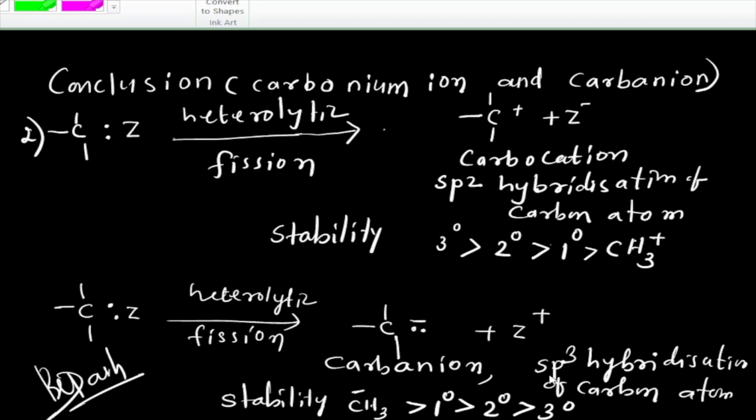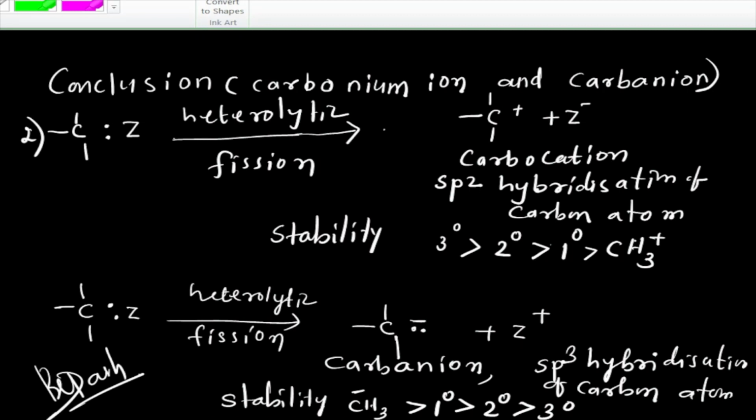Conclusion: in heterolytic fission, the carbonium ion is produced, and sp2 hybridization takes place. And what is the stability? The stability is always tertiary more than secondary, more than primary, more than CH3. Heterolytic fission also gives the carbanion, where Z is less electronegative compared to carbon. So in the carbanion, the carbon atom is sp3 hybridized, having a negative charge with a pair of electrons. Here the stability is just opposite to that of the carbocation, or carbonium ion: CH3 minus is more stable than primary, more stable than secondary and tertiary.